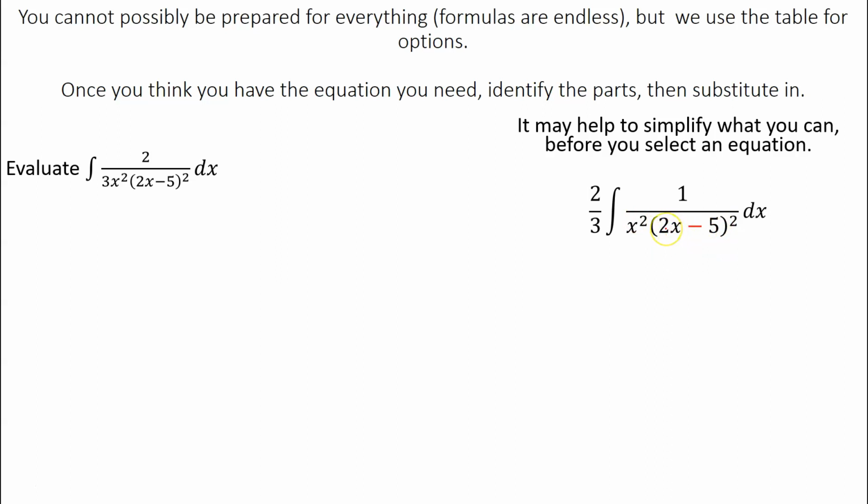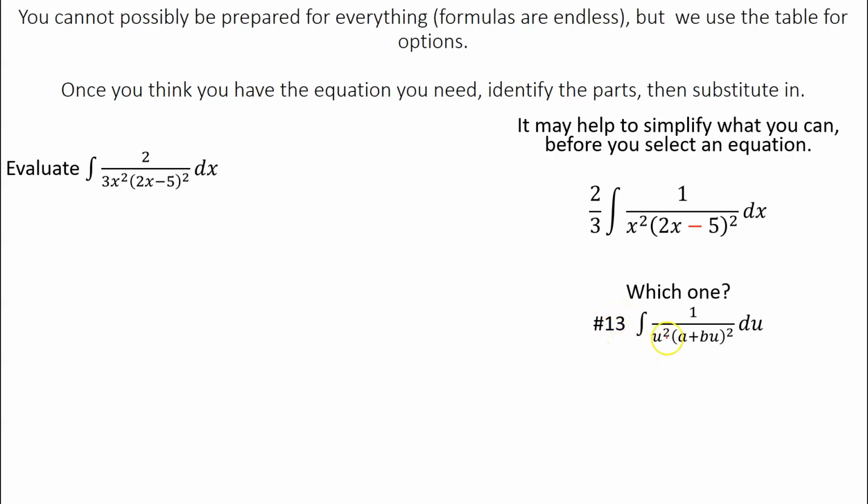variables with coefficients. I'd like you to pause this and try to go through and see if you can find one that fits. Ignore the 2/3 for now. Just see if you can find one that fits. Hopefully you came up with 13. 13 seems to be a very good fit.